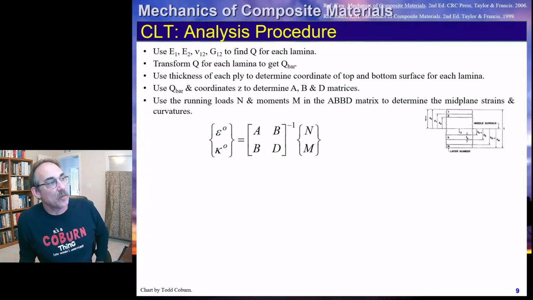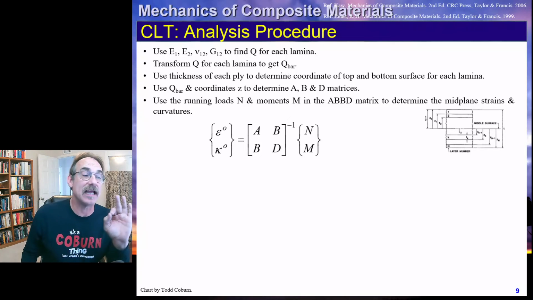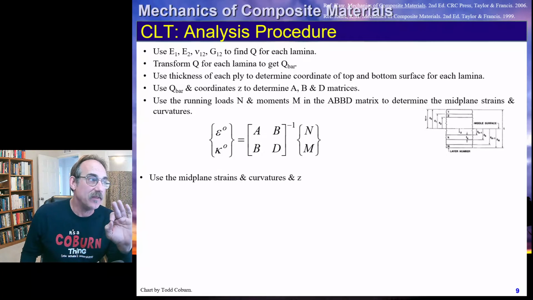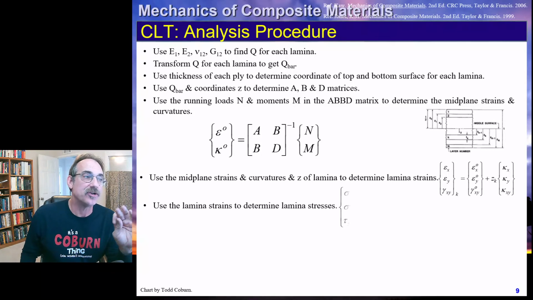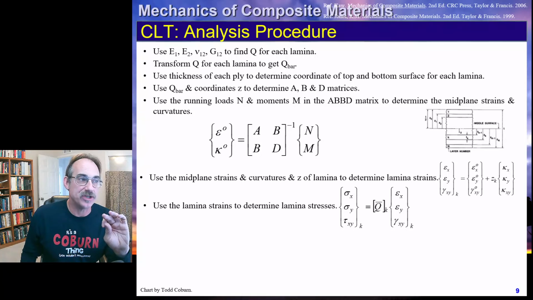We use that Q bar and our Z parameters, Z bar parameters, to get our A, B, and D matrices. We then construct the ABBD matrix. Then we use our running loads and moments, or our strains, typically the running loads and moments, to calculate the midplane strains and curvatures using this equation. We then use those midplane strains and curvatures with the Z bar of the lamina to determine the lamina strains. Remember, this is Z bar, not just Z.